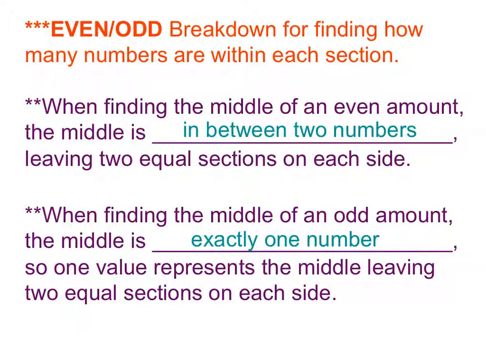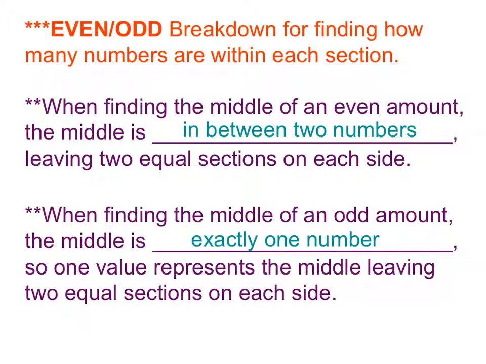So the key to really understanding how to answer those kinds of questions with finding the amount of people or numbers within each section without having your data would be understanding your even and odd. So here's kind of a conclusion that we can come up with that'll help you to answer these questions. So when you're finding the middle of an even amount, the middle is always in between 2 numbers. So if you're looking for the middle of 24, you're going to cut 24 in half and you're going to be left with exactly 12 on each side.